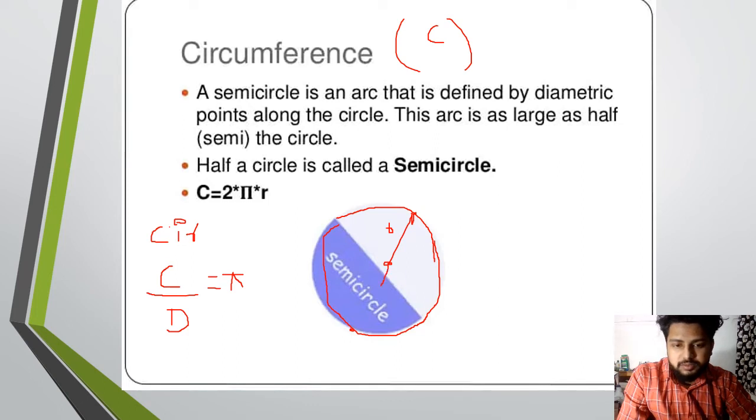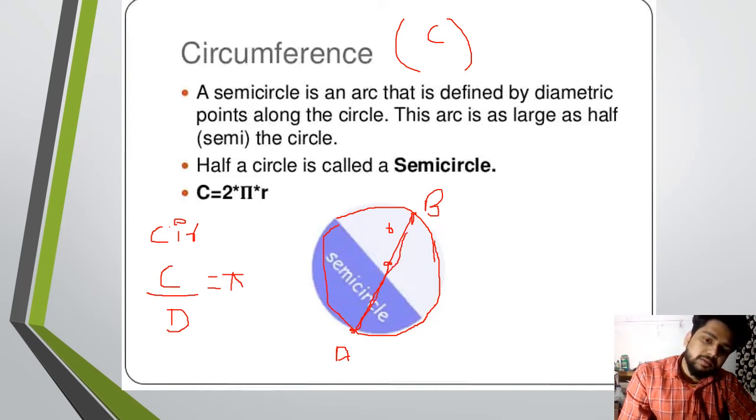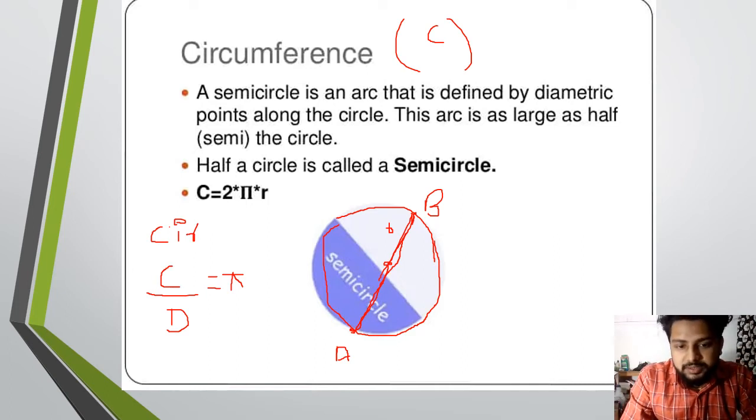Another point. This one is called the diameter, because this point A and point B, when we join the line AB, we get the diameter. This one is the diameter of the circle, and the distance between this and this is also r, because it's the radius.